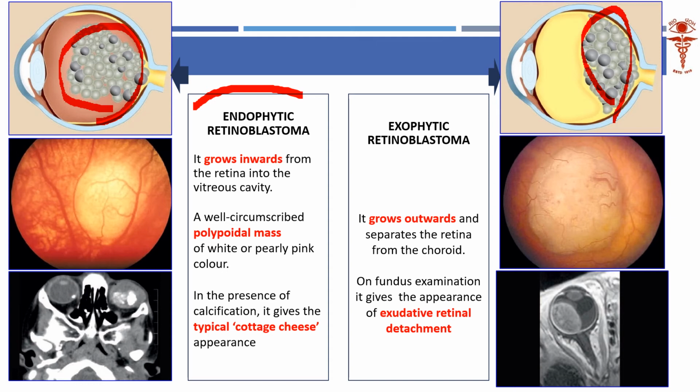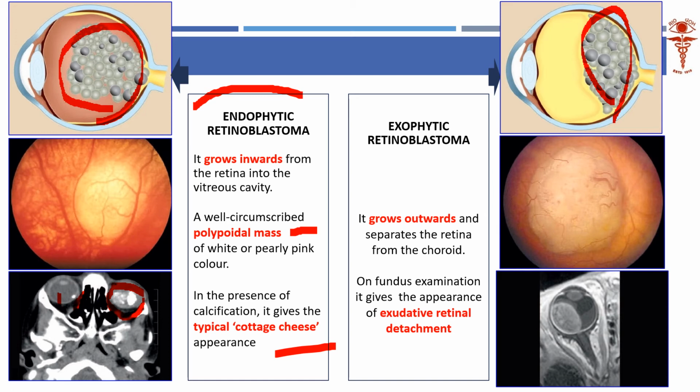So when it grows inwards, it usually develops as a polypoid mass. And this mass will develop calcification in it, and it is called the cottage cheese appearance of the tumor. So if you take a CT or X-ray, you will nicely see the mass, and the mass will have calcification. And you also see a small mass in the other eye. Can you see the calcific mass in the other eye? So this is a case of bilateral retinoblastoma. This CT shows bilateral retinoblastoma.